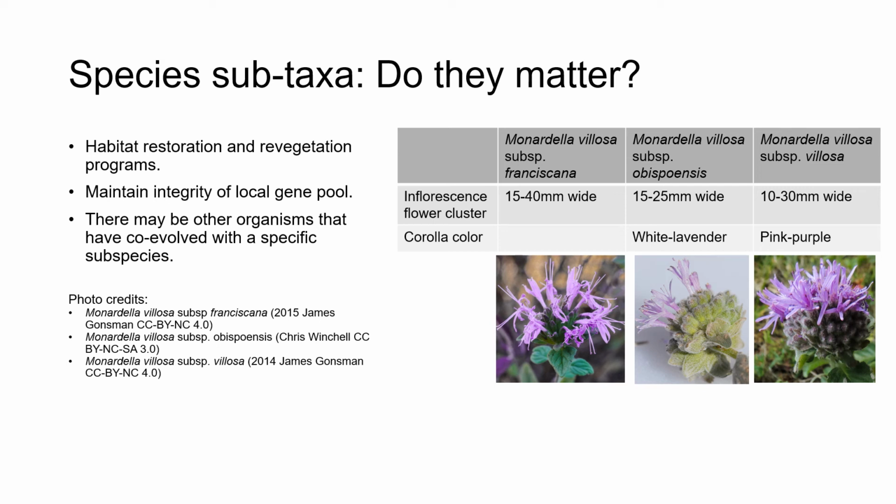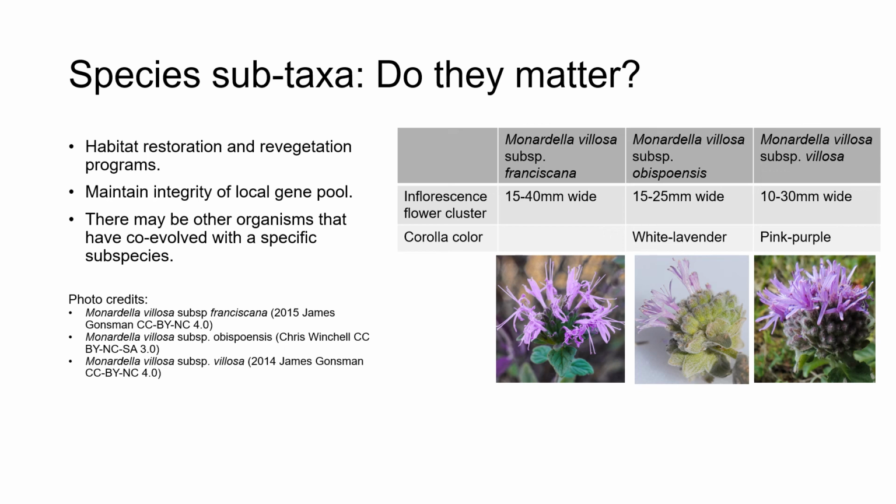In the table on the right, you can see a comparison of 2 of the physical characteristics of the California native subshrub coyote mint, Monardella villosa. In an earlier slide, you saw the different geographic distributions of these 3 subspecies. Looking at the table here, you can see that there are slight differences in flower color between the subspecies obispoensis and subspecies villosa. There are also slight differences in the size of the flower cluster between the 3 subspecies.